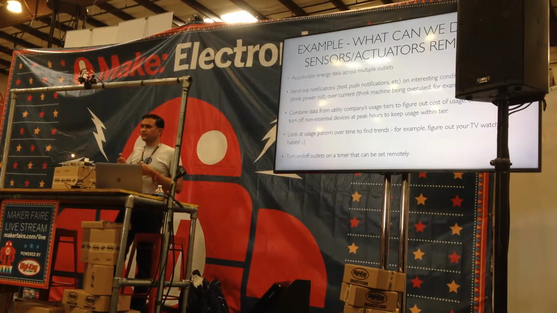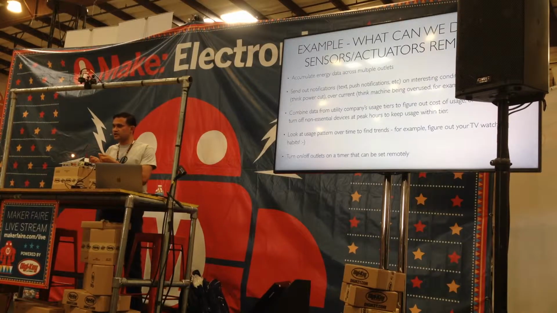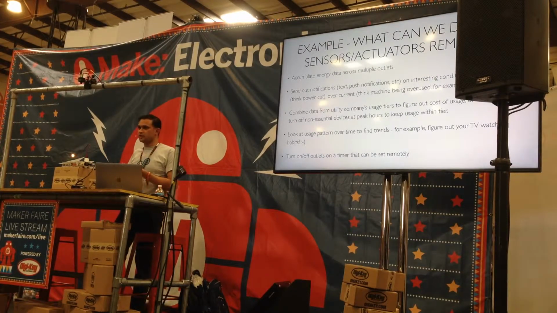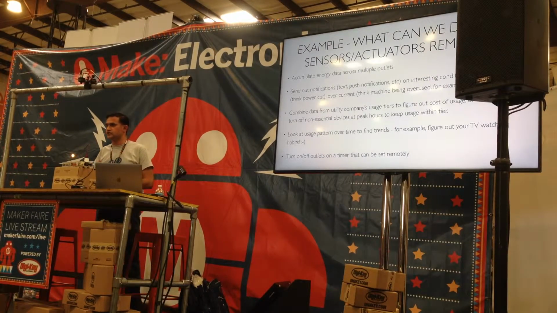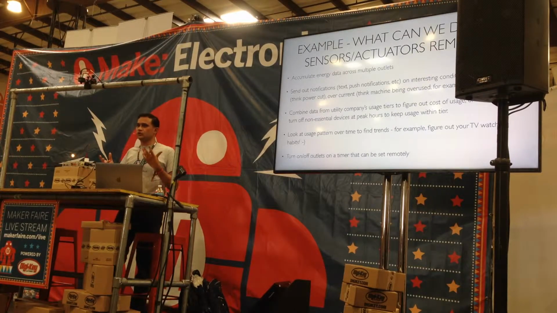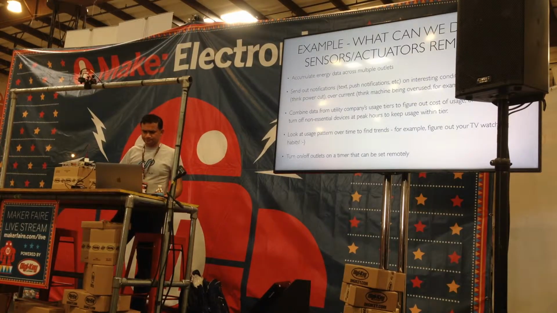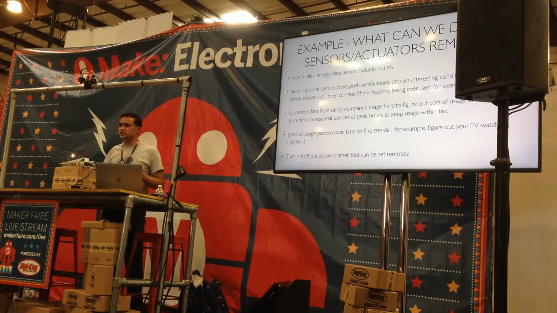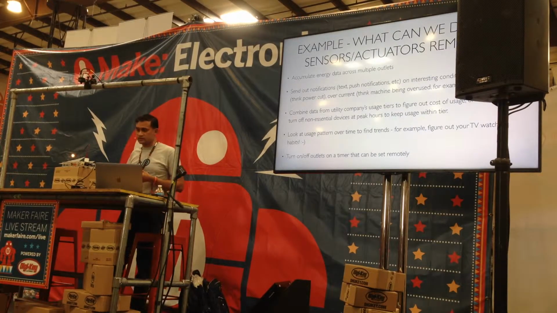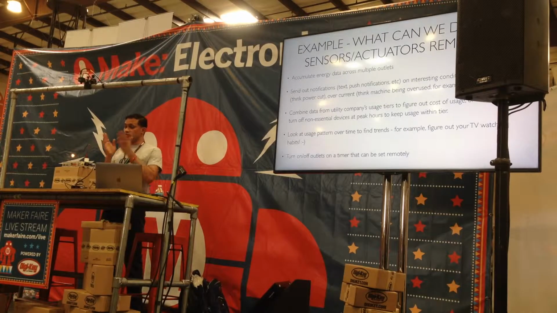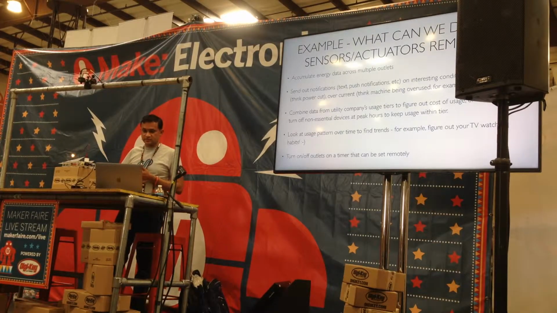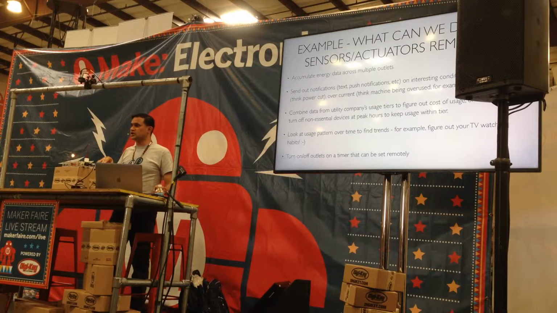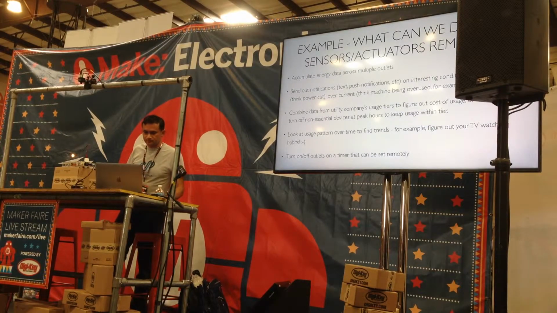So think of if you're plugging in an angle grinder, say, and you're really pounding it, then the current usage is going to go up, and that's a good indication of usage. You could combine data from the utility company's usage tiers to compute your cost. Or you can automatically turn off the non-essential devices during peak hours to keep your usage within the tier, right?